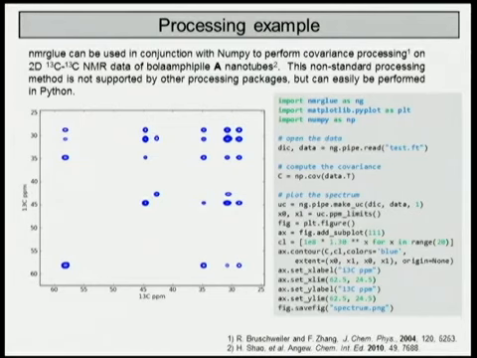But if we have our data as a NumPy array, it's very simple. In this case, we just open our data. We can compute the covariance. And then if we want, we can plot it or do whatever we want with our data. This lab actually came up with an entire MATLAB package just to do covariance processing, even though in nmrglue it's one line of code.